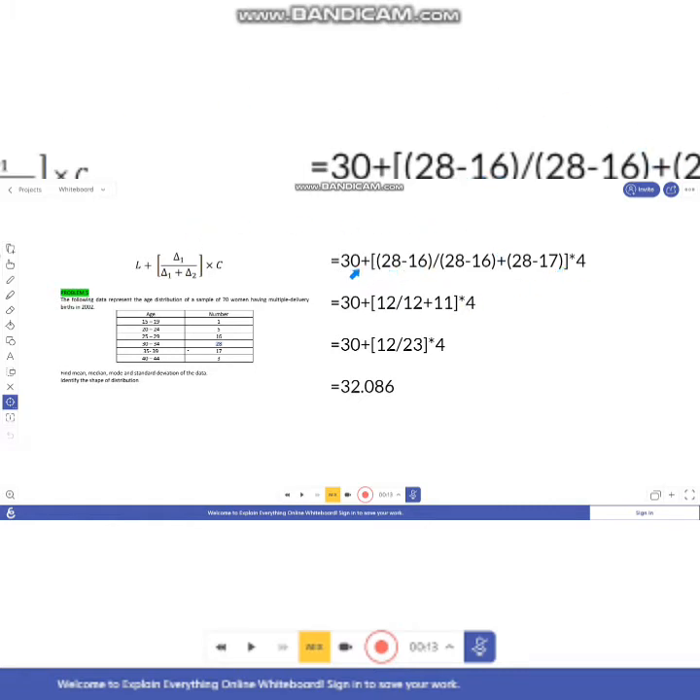Next I calculated 30 plus, and I computed the item in the parentheses first. So 12 over 12 plus 11. I finished the lower part of the division and simplified it into 12 over 23. After I calculated these numbers in the calculator, I got the answer 32.086.